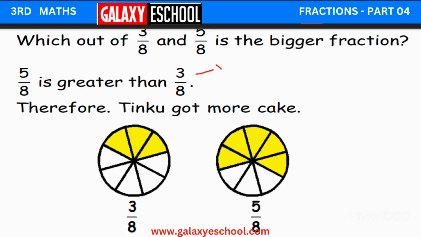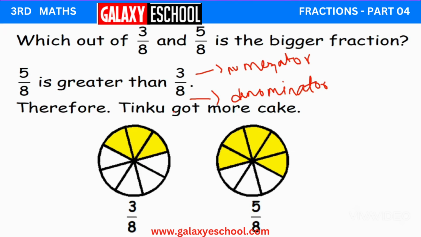Again, what is the numerator? Numerator is the number that is written on top in the fraction, and the number that is written down is called our denominator. Yes, D for down, D for denominator. The number that is written up is called numerator. The number that is written down is called our denominator.